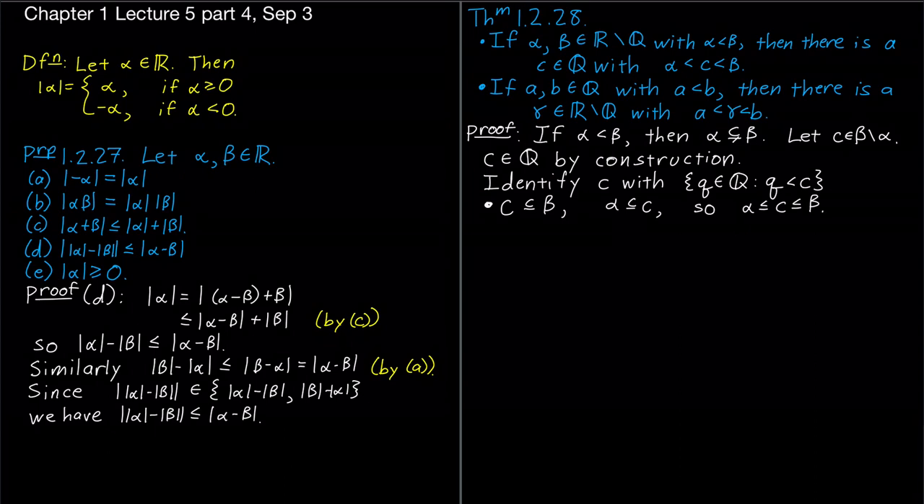And now let's move on to the next part. We should know, as I said before, these are strict inequalities because C is rational and alpha and beta are not.